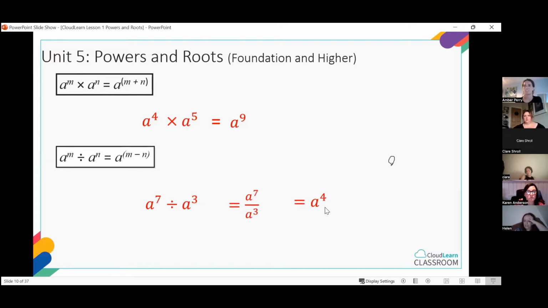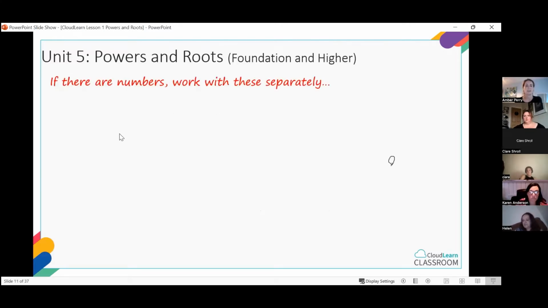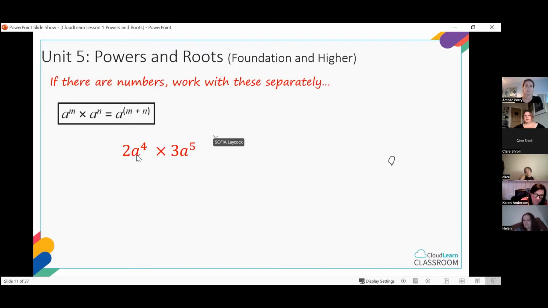Okay, I'm going to give you all a chance to have a go at some questions like this in a moment. So sticking with those 2 rules, if there are numbers with them, like this, you see 2a to the power of 4 times 3a to the power of 5. We're going to work with the numbers separately, and then we're going to do the algebra separately. So at this point here, you're going to want to bring the numbers together. We've got 2 times 3. And then we're going to want to bring the algebra together and work out that a to the power of 4 times a to the power of 5 there. So does anyone want to have a go at this?